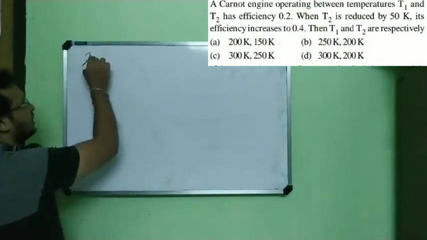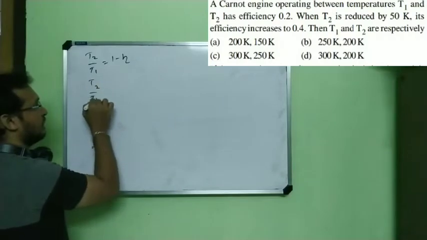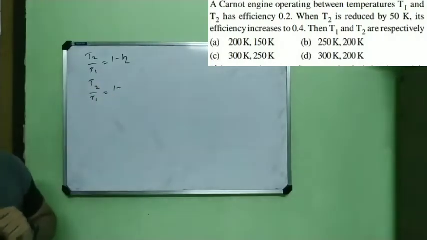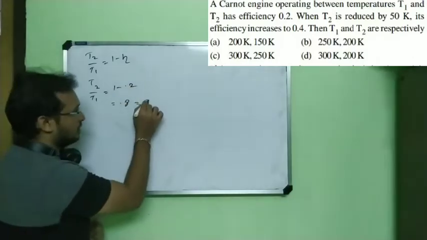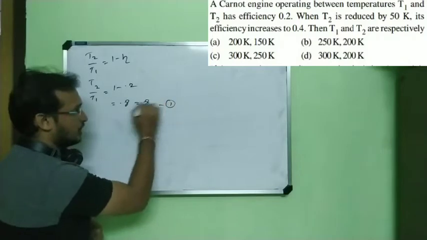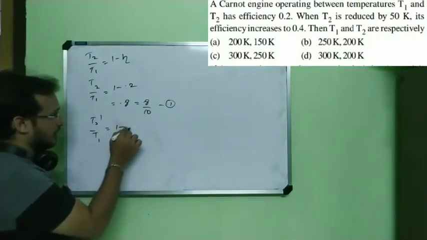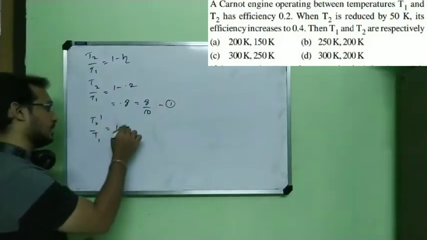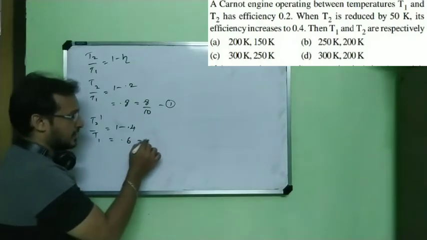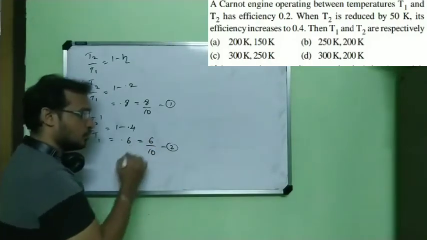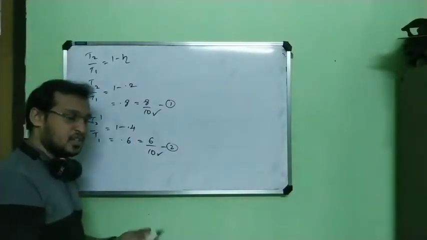So our equation is T2 by T1 equal to 1 minus eta. In the first case, T2 by T1 equals 1 minus eta, and eta is given as 0.2. You will get 0.8. What does 0.8 mean? 8 by 10. That is equation 1. In the second case, T2 dash by T1 equals 1 minus 0.4, which is 0.6. What does 0.6 mean? 6 by 10. That is equation 2. In both cases T1 remains the same, so we don't need to change the fraction.